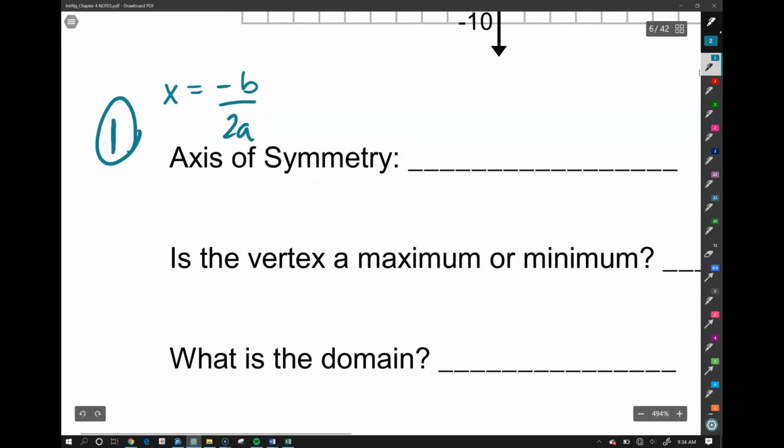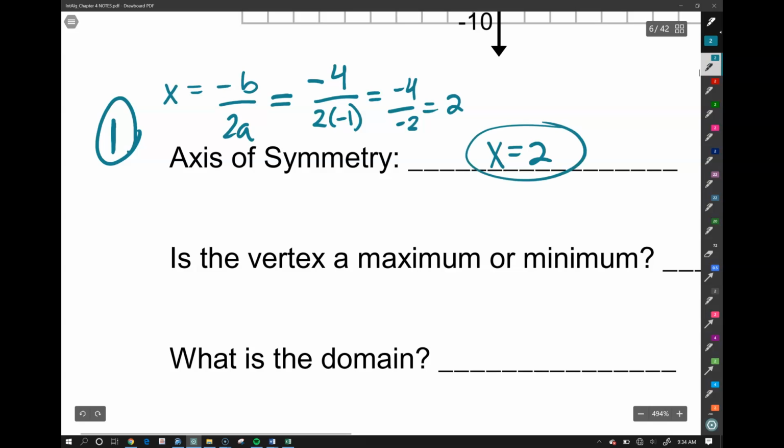Okay. So let's scroll down. How do we find the axis of symmetry? At the top of the previous page, it says negative b over 2a. So I'm going to plug in. I have negative 4 over 2 times negative 1. So negative 4 over negative 2 is just 2. So my axis of symmetry is x equals 2.